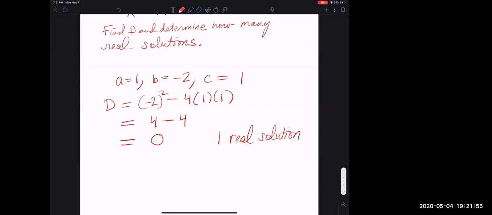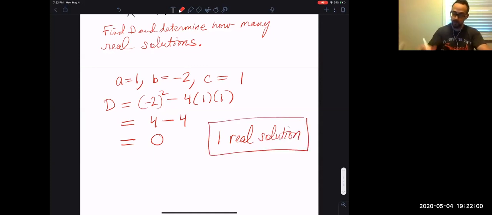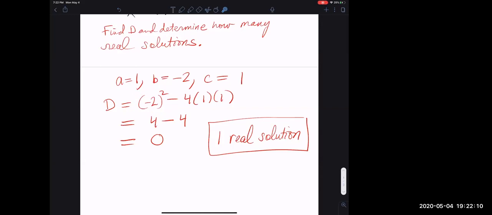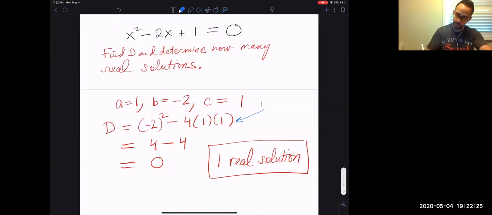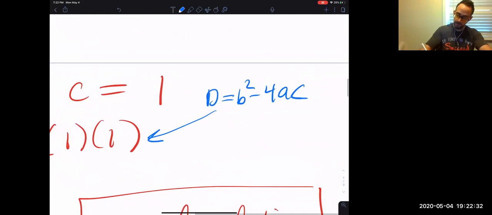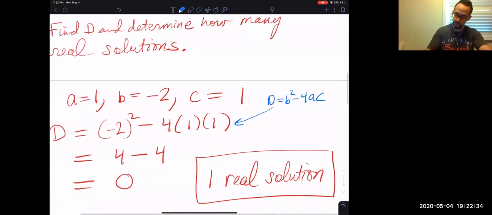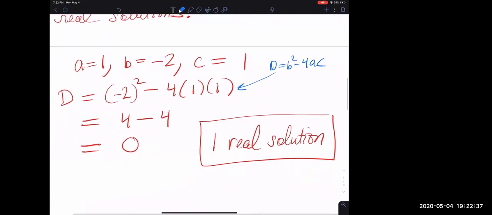-2 squared is 4, right? Yeah, this is -2 squared, or -2 raised to the 2nd power. That's another way to say that. What are the 2 ones at the end? That's the A and the C. Remember how we have to plug in A and C? The discriminant is B squared minus 4AC. So the A is 1 and the C is 1. When 2 letters are next to each other, it's times, right?